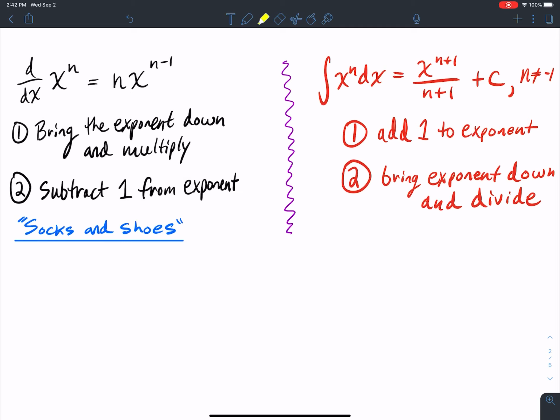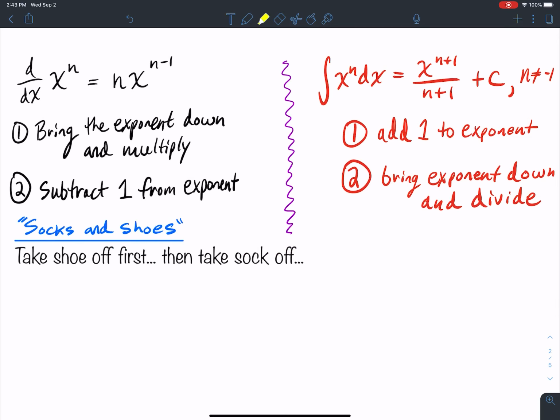I think about it like socks and shoes. Okay, so you're like, well, what do you mean socks and shoes? Well, I'm trying to think of something you do every day, maybe, right? So maybe every day you put on socks and shoes, right? Everyone knows how to put on socks and shoes. When you put your socks and shoes on, what's the first thing you put on? You put on the socks, okay? And then you put on the shoes, right?